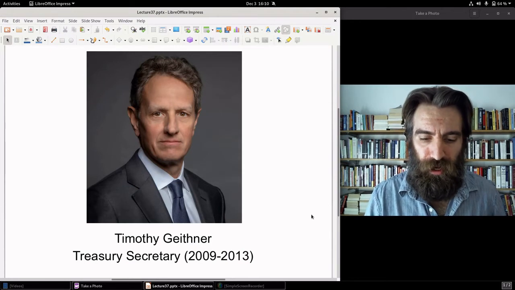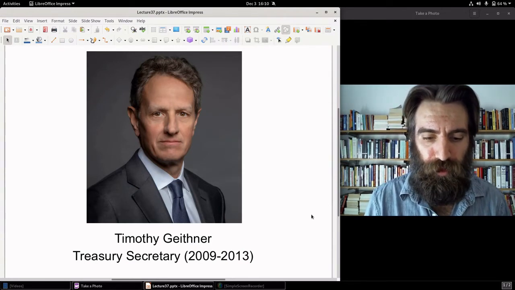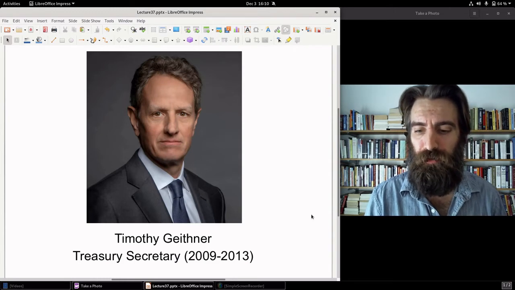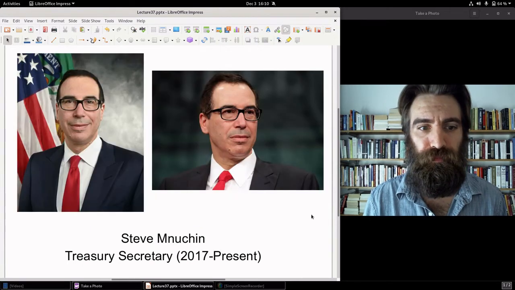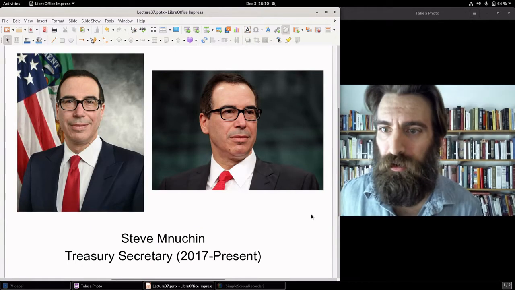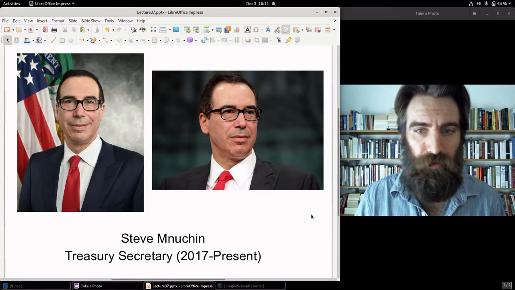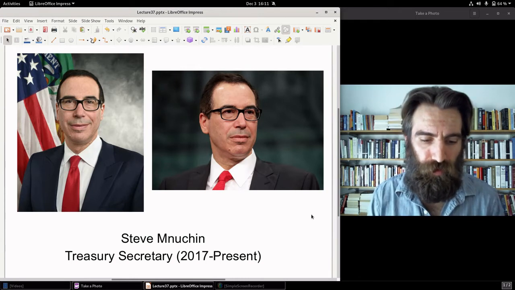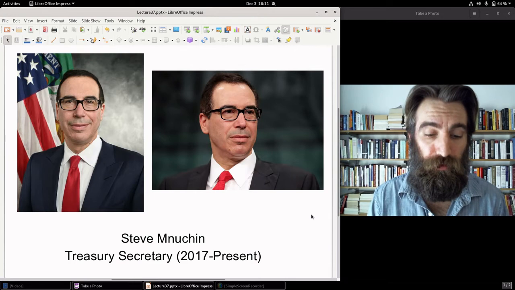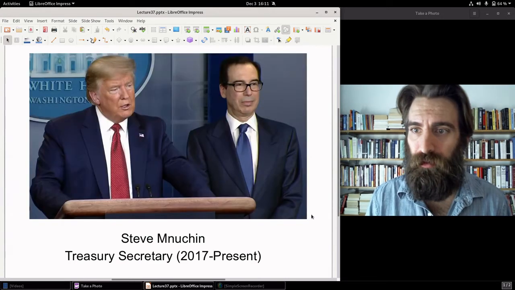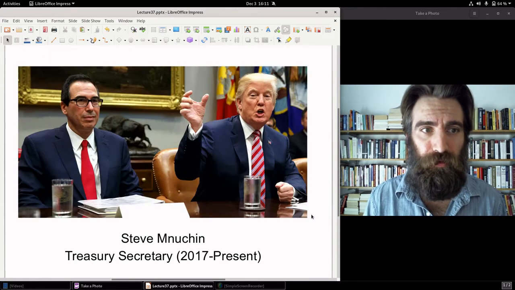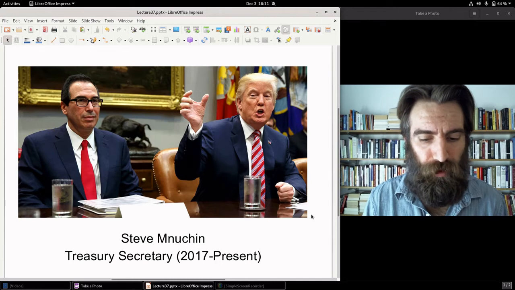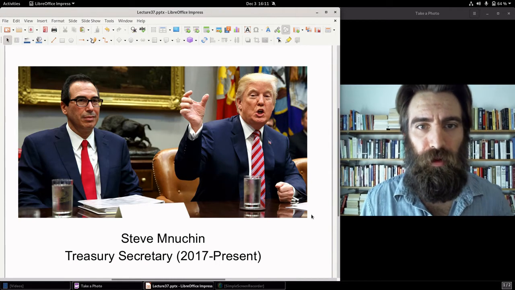Since 2014, after Geithner left the Treasury Department, he has served as president and managing director of a private equity firm in New York City called Warburg Pincus. Then we have the Treasury Secretary under Donald Trump, Steve Mnuchin. And Steve Mnuchin, who's been Treasury Secretary since 2017, joined Goldman Sachs in 1985, where his father was a major executive, and worked at Goldman Sachs for 17 years, after which he worked for and founded several hedge funds.